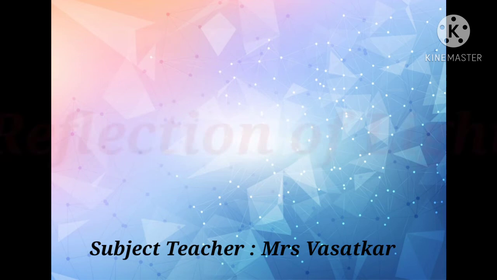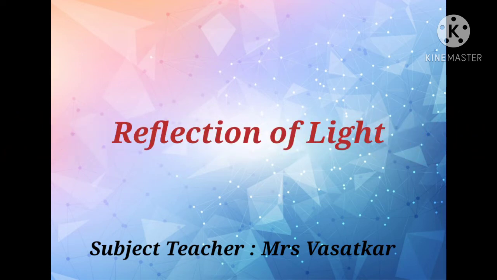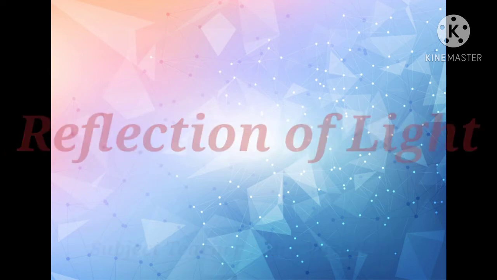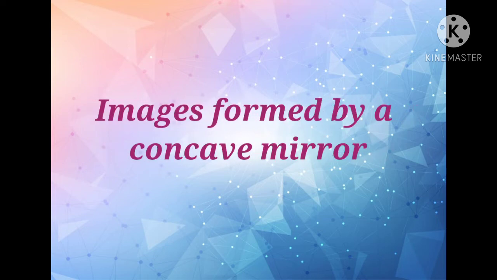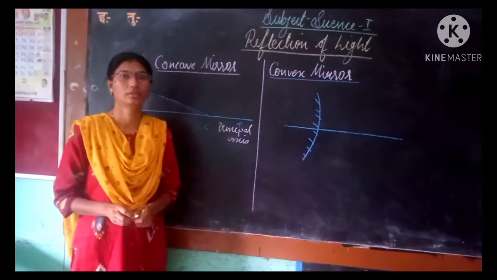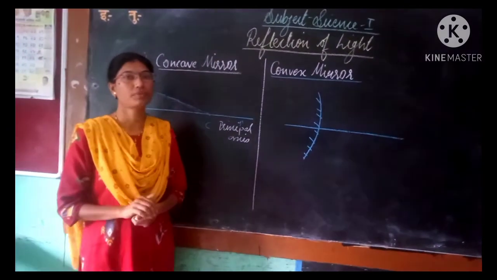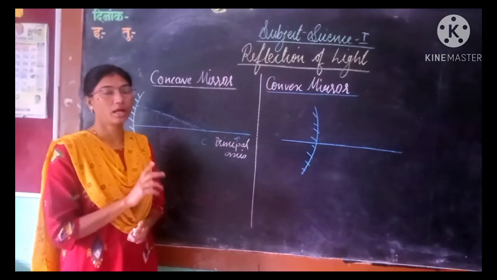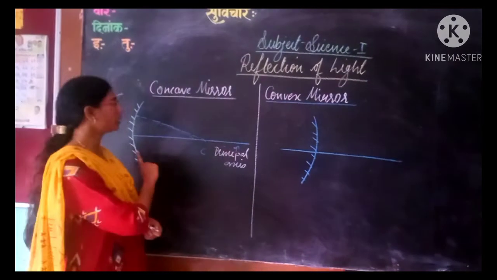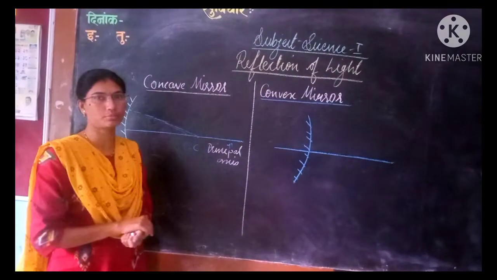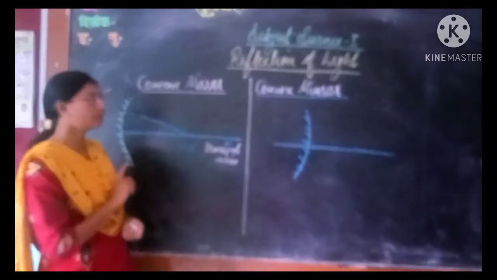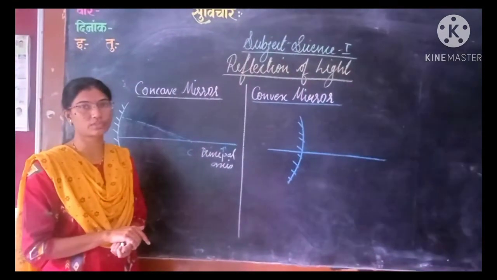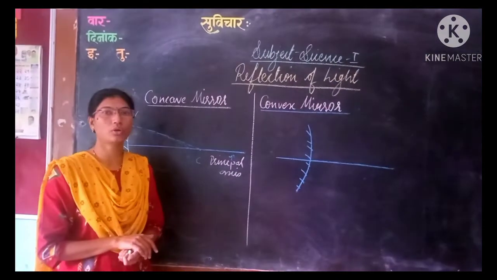Good afternoon, students. Today, from the chapter Reflection of Light, we are going to study the images formed by a concave mirror. Now students, let's see how the light rays get reflected through the spherical mirror. I have shown you the types of spherical mirror, concave and convex mirror. Now to study the reflection through concave and convex mirror, we must know the laws of reflection.